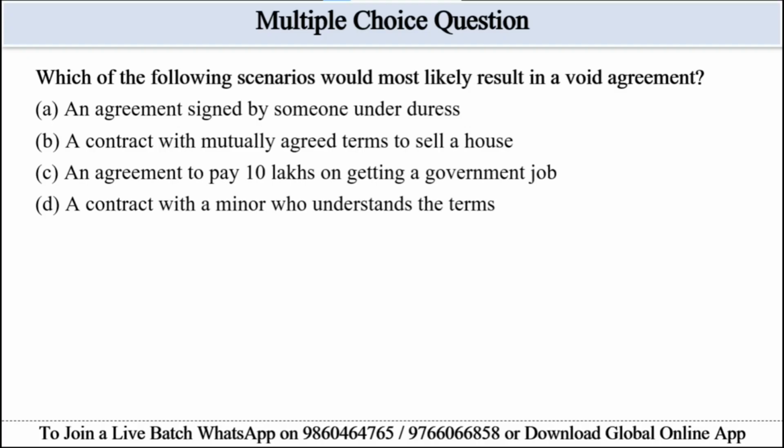Signed under duress might be voidable but not necessarily void. So the best answer will be option A, an agreement signed by someone under duress, as duress makes an agreement void ab initio. So the correct answer will be option A. Let's move to the next question.